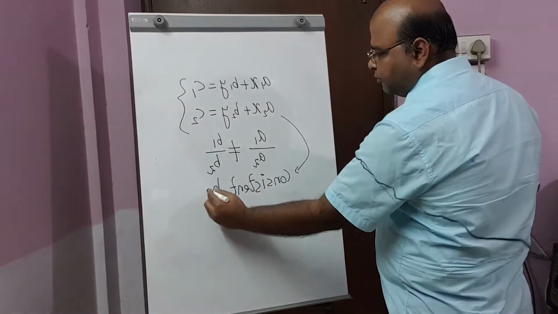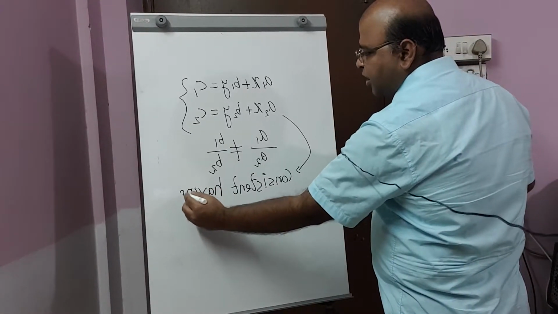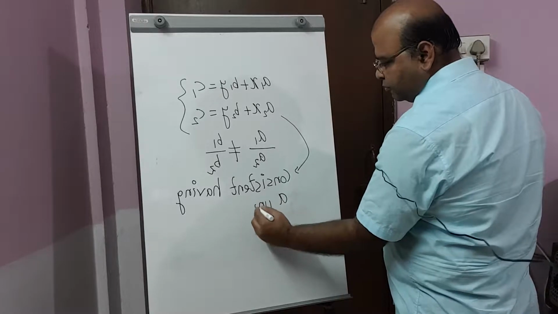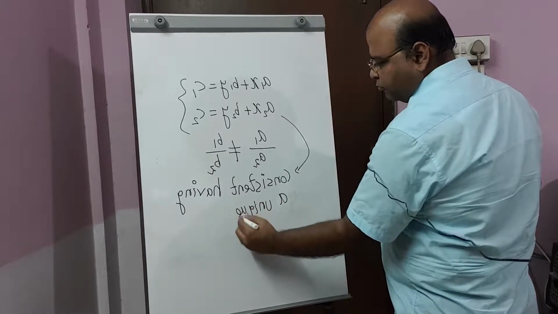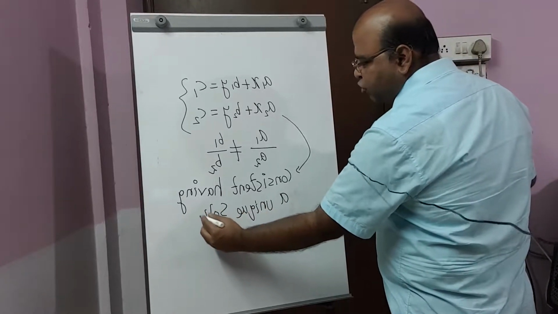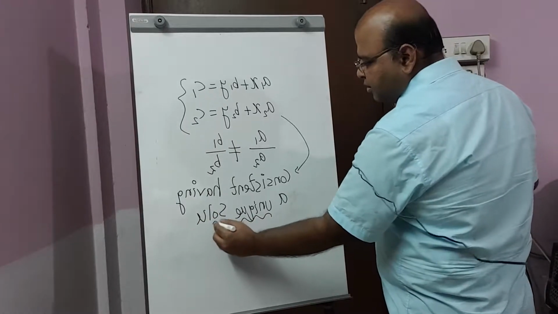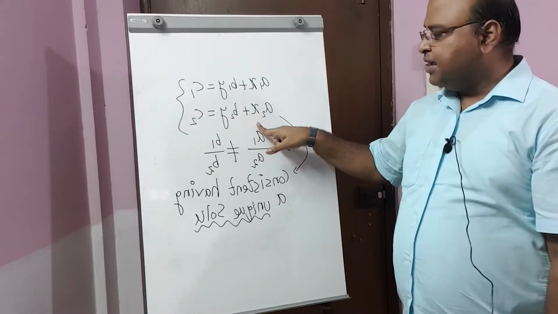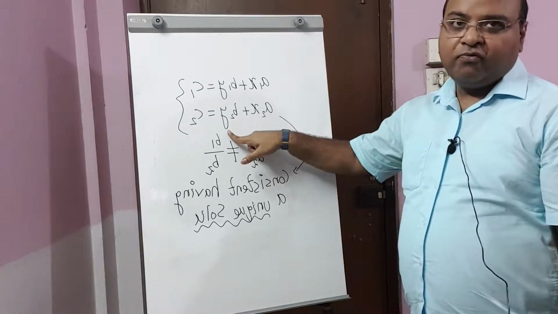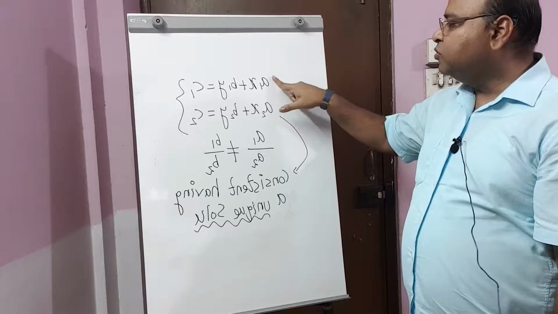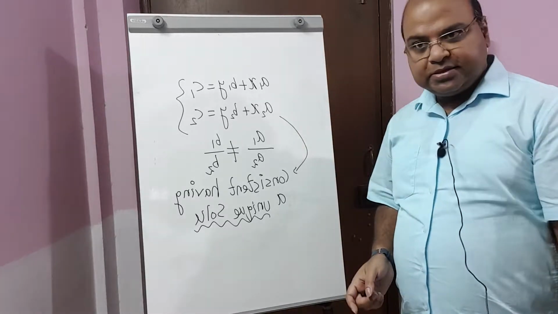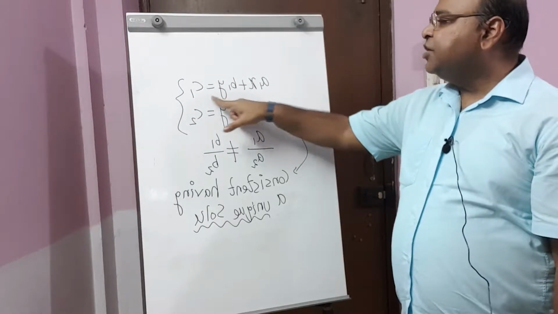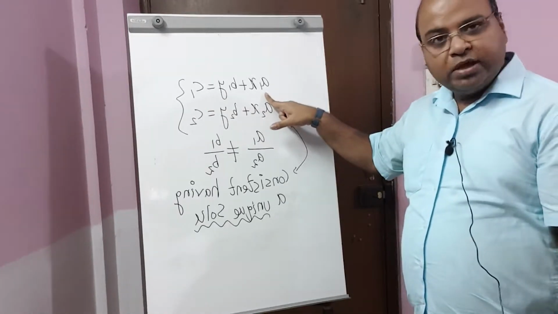So under this condition the system is consistent, having a unique solution. By a unique solution we mean that we can find exactly one value of x and exactly one value of y which will satisfy both the two equations simultaneously.